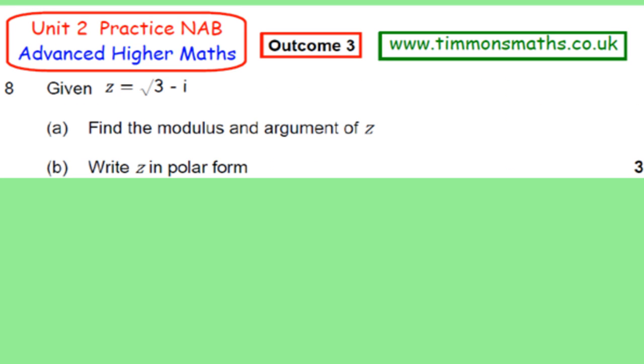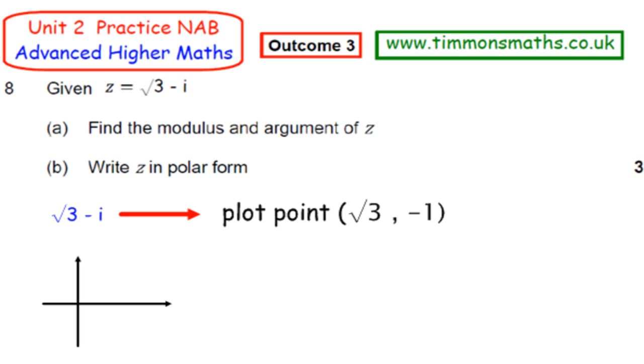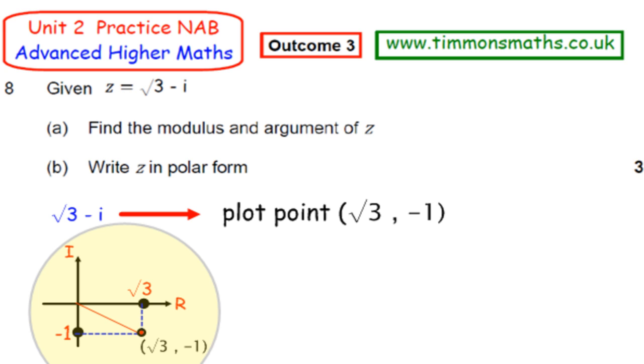We're asked to find the modulus and argument of z, root 3 minus i. First thing we'll do is we'll plot root 3 minus i on an Argand diagram. So we plot the point root 3, minus 1. Drawing our real and imaginary axis, root 3 in the real axis, minus 1 in the imaginary axis. We then draw this triangle, and I'll enlarge this.